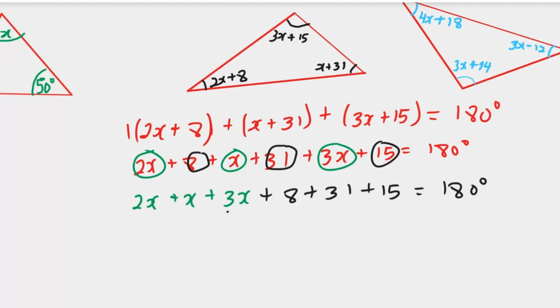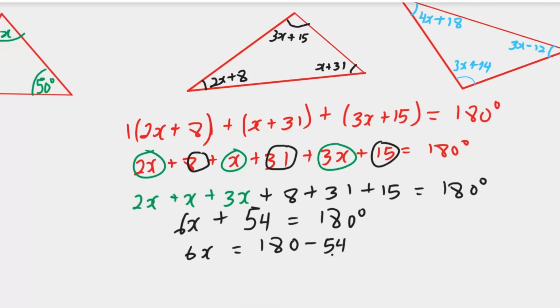2x plus x plus 3x. 2x plus x is going to be 3x, plus x, so that's going to give me 6x. 8 plus 31, that's going to be 39. And 39 plus 15 will give me 54. So 6x plus 54 equal to 180 degrees. At this point, I have to subtract 54 from both sides, or I'll just take 54 to this side. So let me do it that way. That's going to be 6x equal to 180 minus 54.